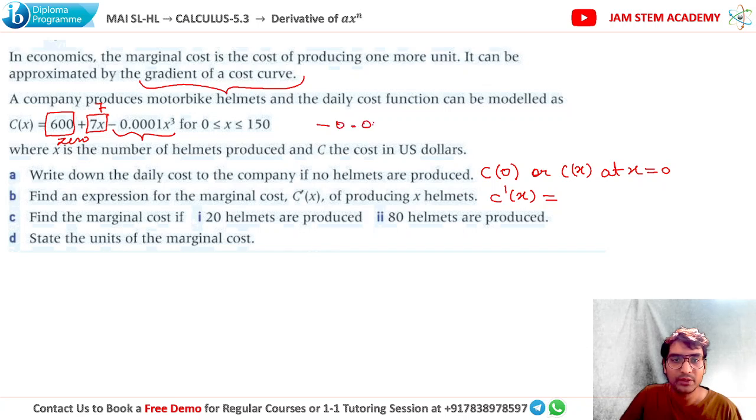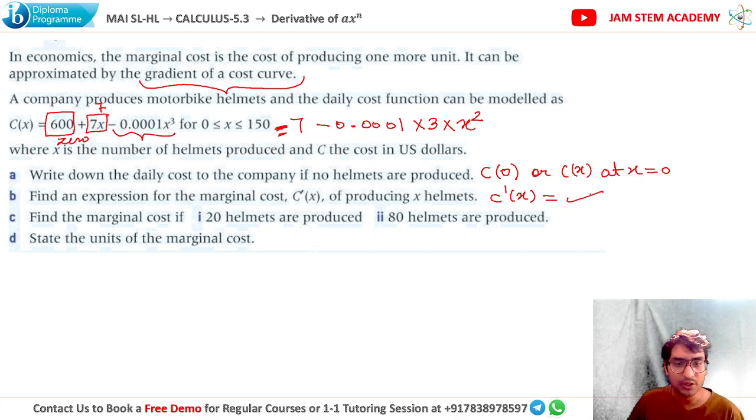So 0.0001 multiplied by 3 times x raised to the power, reduce one power, 2. Okay, so that will be our derivative now. Final answer is for the B part. Now C part.